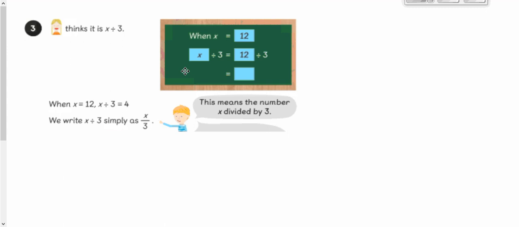There's a third expression here. She thinks it's x divided by 3. So when x is 12, x divided by 3, 12 divided by 3, hopefully we can do that quickly in our heads, is 4.